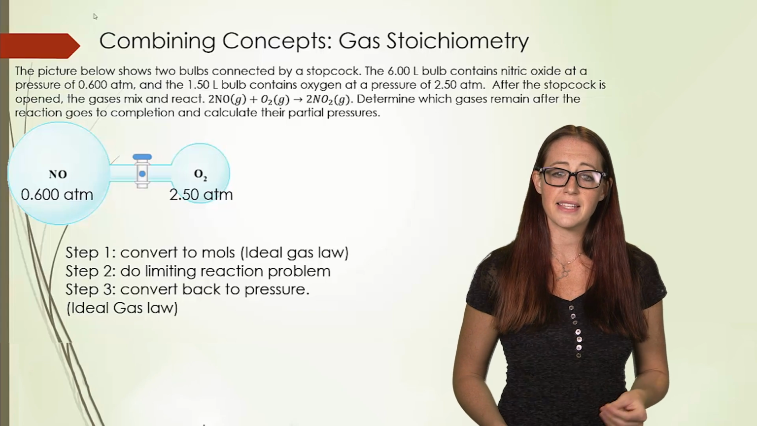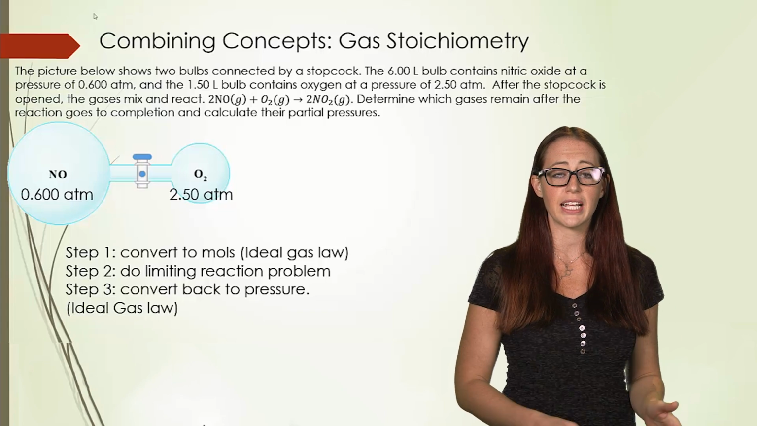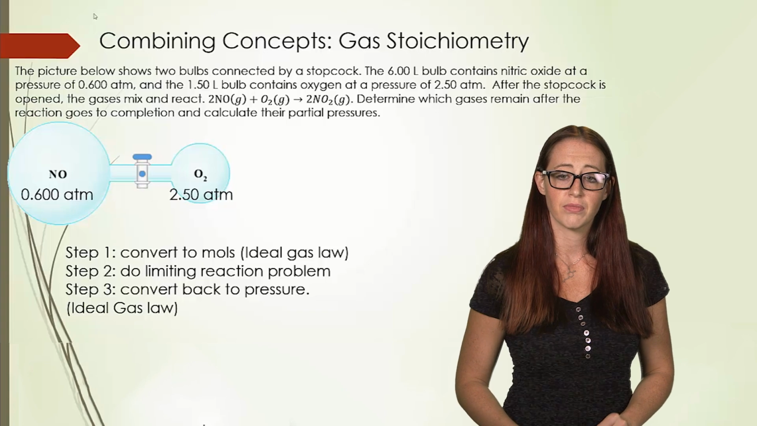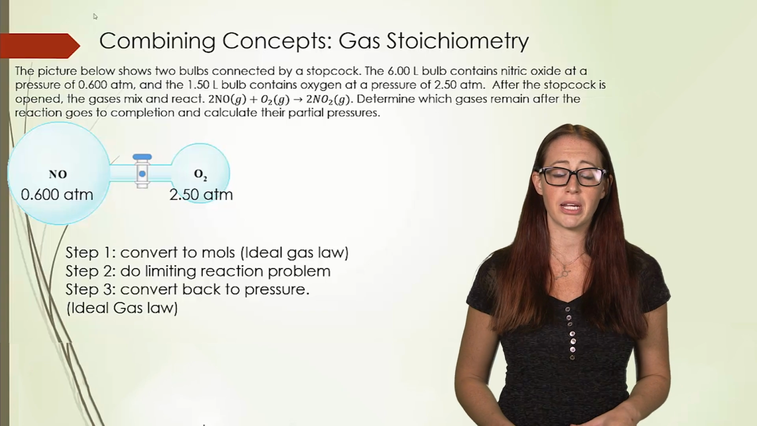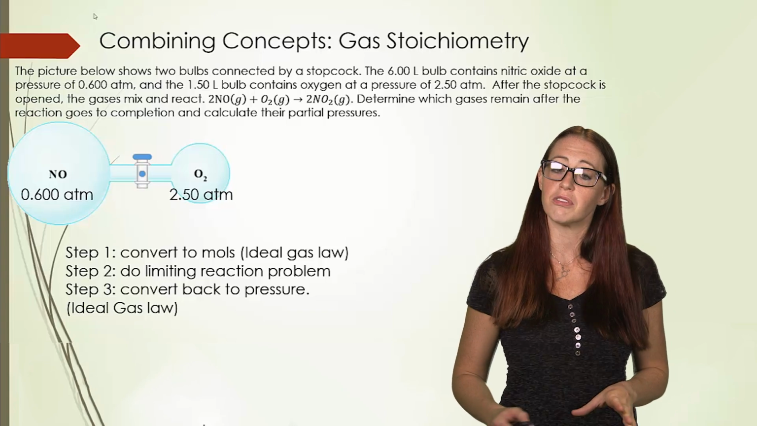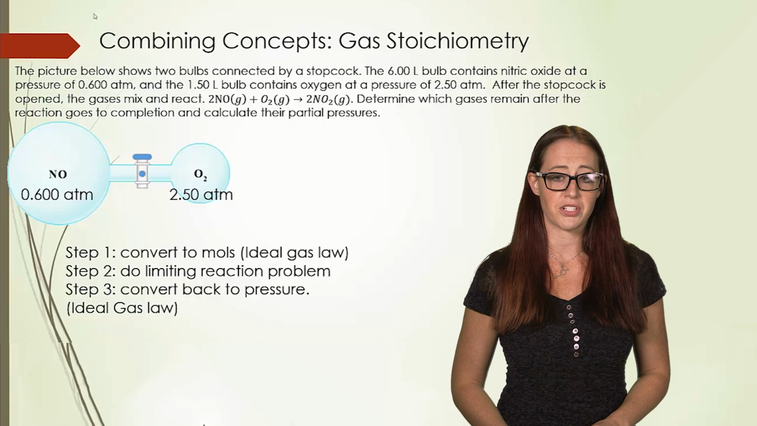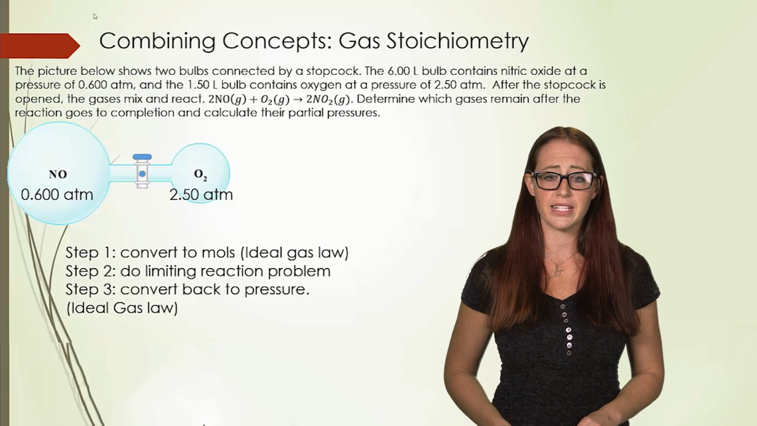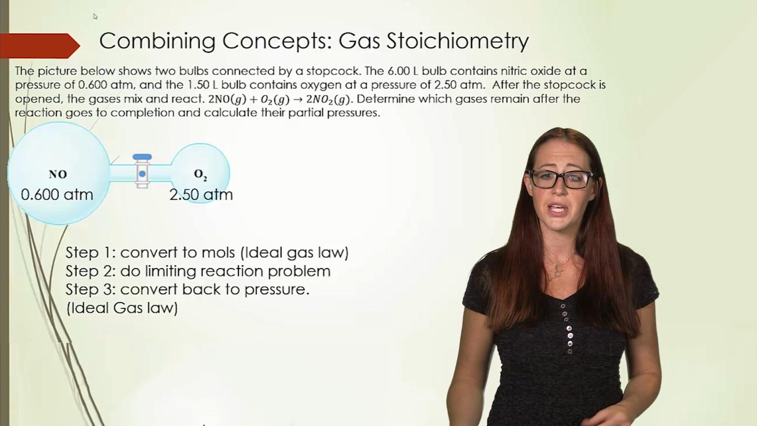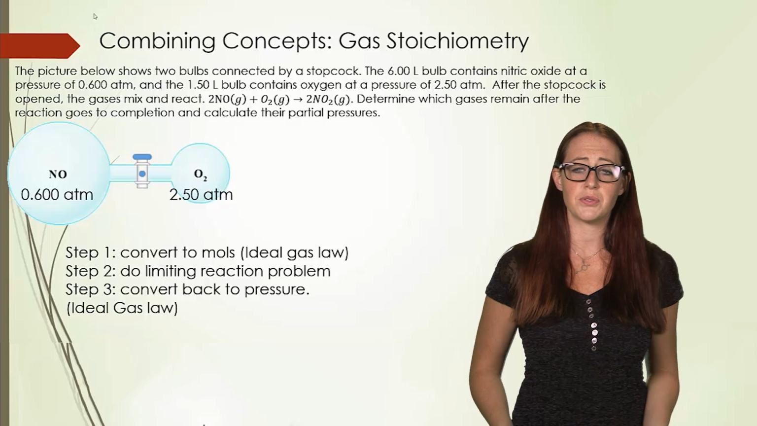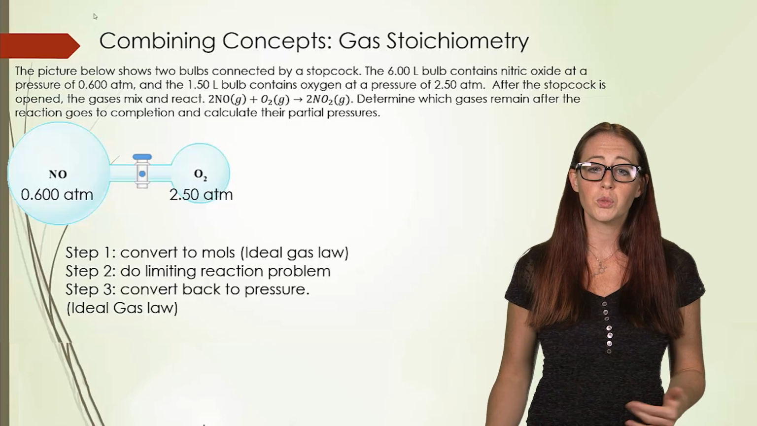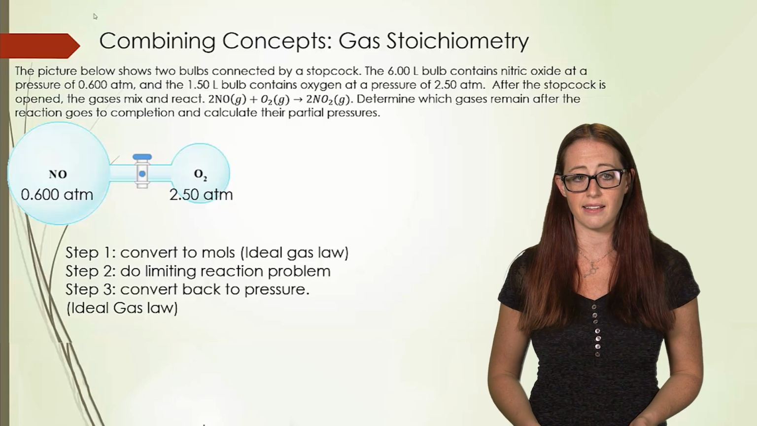So what this means is that we're going to start our problem by converting everything into moles. From here, we can do the limiting reagent problem exactly as we used to do before ideal gas laws came into play. And then we can convert back into pressures. It's really very similar to how we do limiting reagent problems with grams, except that instead of using the molar mass on both sides, we're doing the conversion using the ideal gas law.